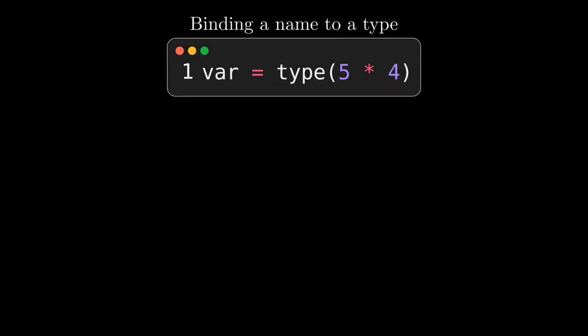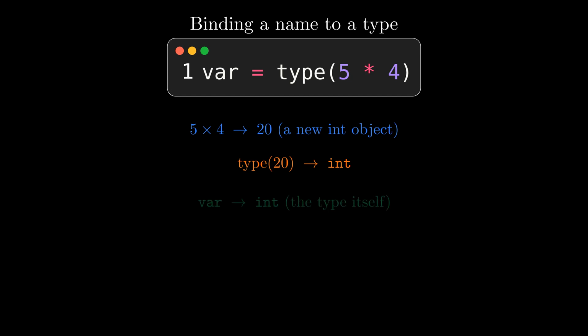Variables aren't limited to numbers. A name can be bound to any object, including a type itself. Consider var is set to type of 5 times 4. Python evaluates inside out. 5 times 4 produces 20, a new int object. Then the type function asks, what kind of object is 20? The answer is int. So var is bound to int. The type itself is now the object stored in memory under that name.